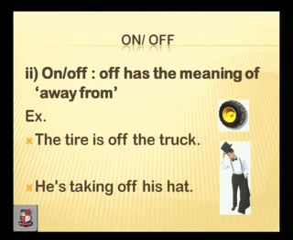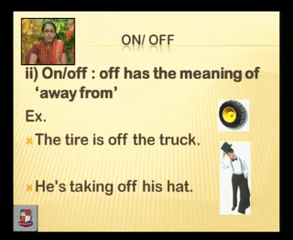Next is on and off. Off has the meaning of away from. For instance, in the first sentence the tire is off the truck. You can see there is a tire and it is without the truck, away from the truck. So the tire is off the truck. He is taking off his hat. There is a person, he has taken off his jacket and now he is taking off his hat. So take off means the hat is being taken away from him.